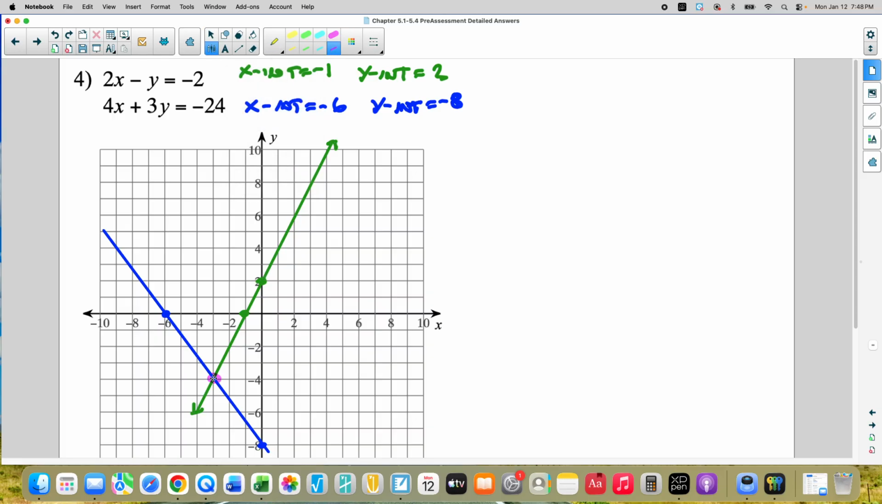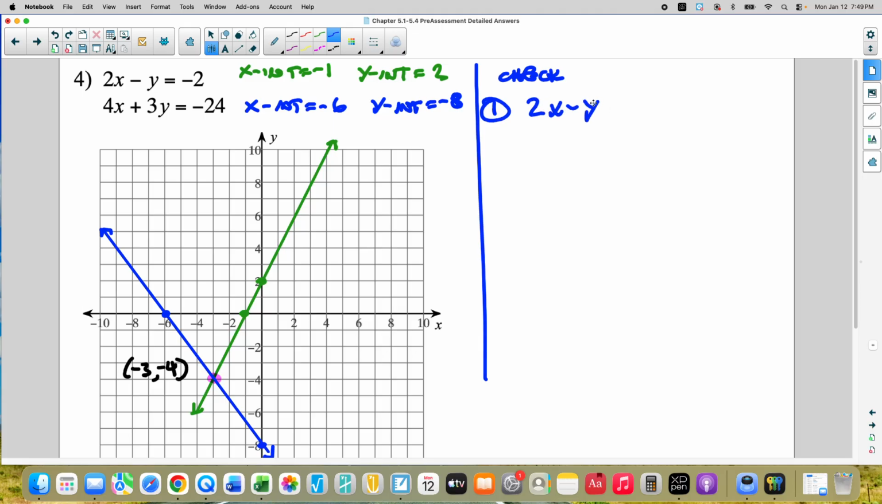And now I see that the point of intersection is there. And that looks a little bit cleaner and better. Let's put arrows on there just for purposes. That is -3, -4. So now we're going to check it. That ensures that we're doing it correctly, that our alleged point is correct. So we'll check the first equation. 2x minus y equals -2. My x value is -3. My y value is -4.